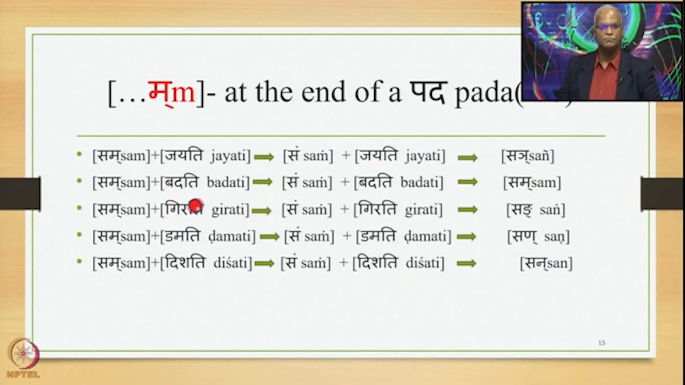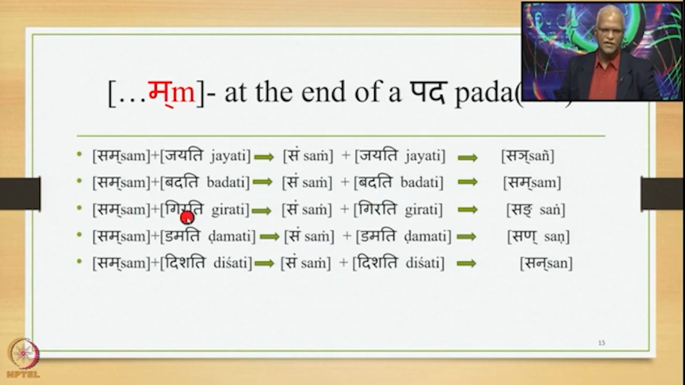Then we have sam plus badati, and ma is substituted by an anuswara by the application of 8323, and the output generated is sam plus badati. This becomes an input for 8459, which substitutes this anuswara by the nasal parasavarna of ba, which is ma. So we have sam plus badati as the output of 8459. This is optional, so optionally we also get sam plus badati.